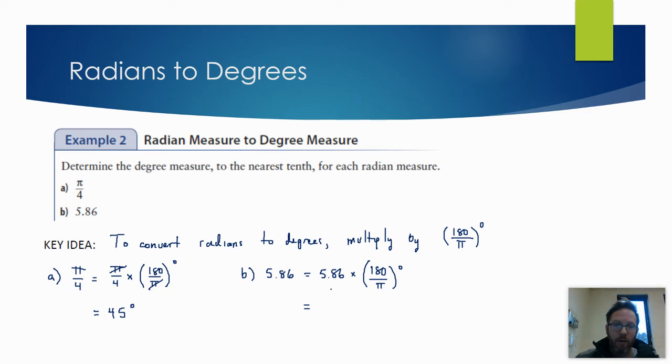And I got to the nearest tenth, 335.8 degrees, approximately. And that makes sense too, guys, right? Remember, for a full circle, that's 2 pi radians, or about 6.28 radians. So 5.86 radians is really close to a full revolution. So the angle in degrees should also be pretty close to a full revolution. And yeah, 335.8 degrees is getting pretty close to 360 degrees.